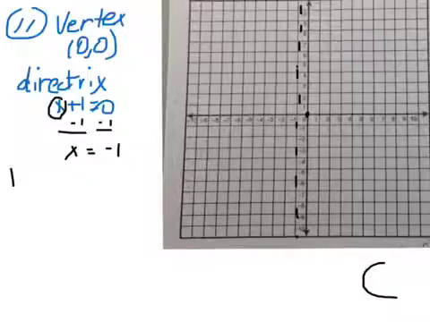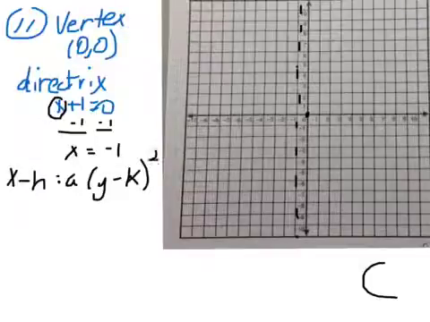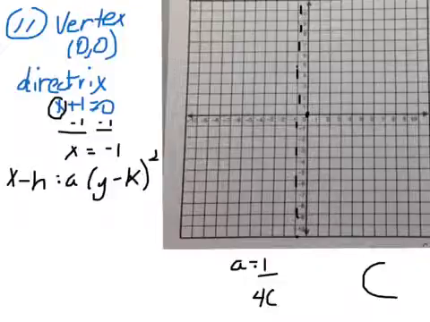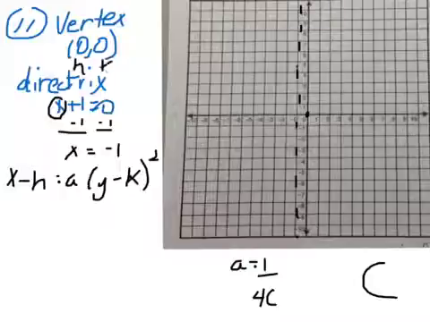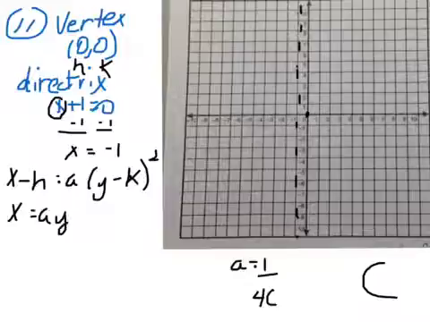If you look on page 414, it's x minus h equals a times y minus k squared. Okay, and again, a is equal to 1 over 4c, so that's going to help us get our a in a second. Now, if our vertex is 0, 0, that's our h and our k. So it's going to be x minus 0, which is just x, equal a, y minus 0 squared, which is just going to be y squared. So really all I have to do here is find my a.